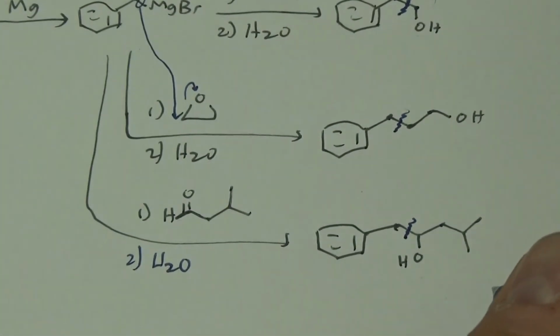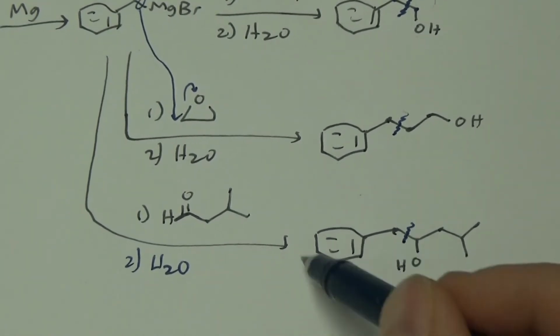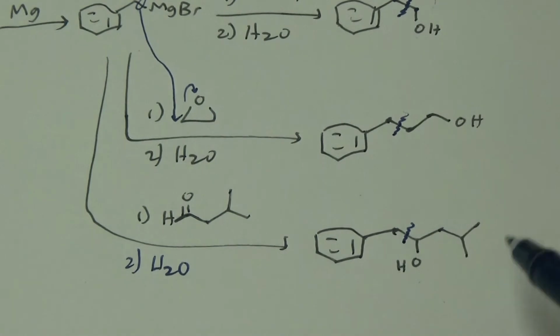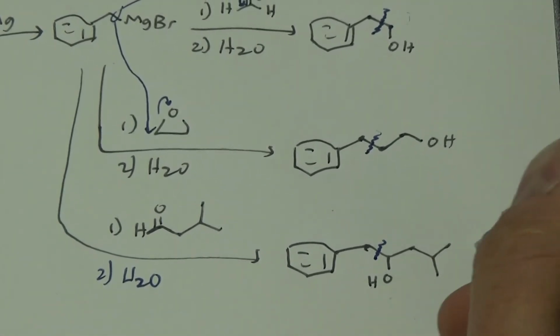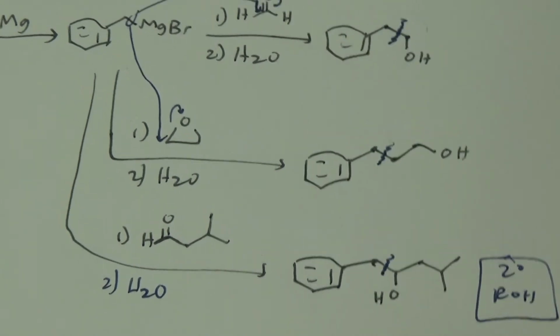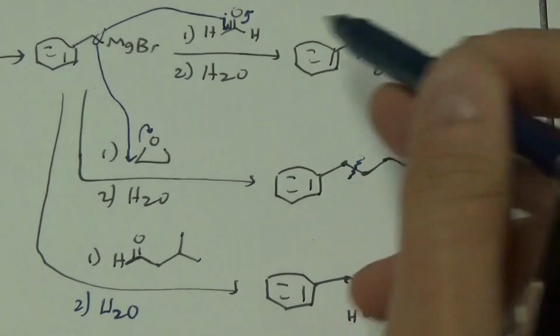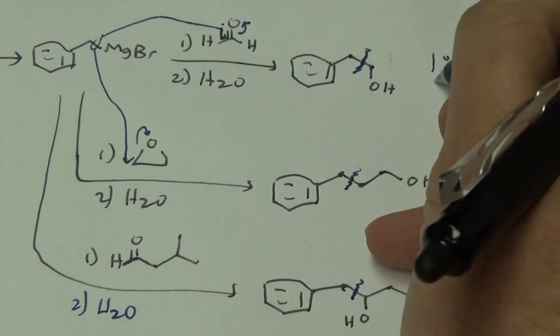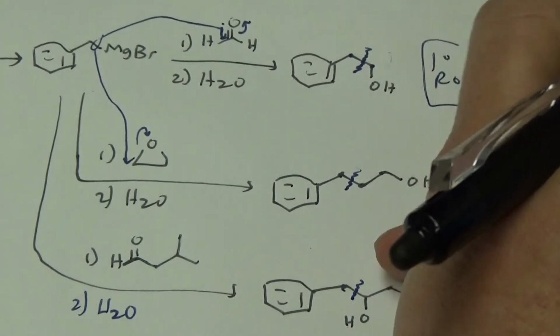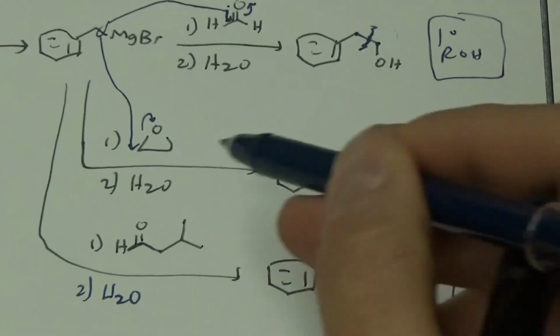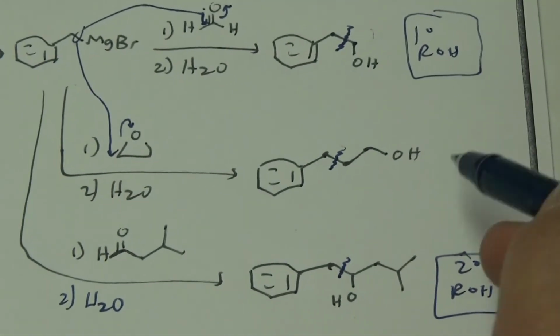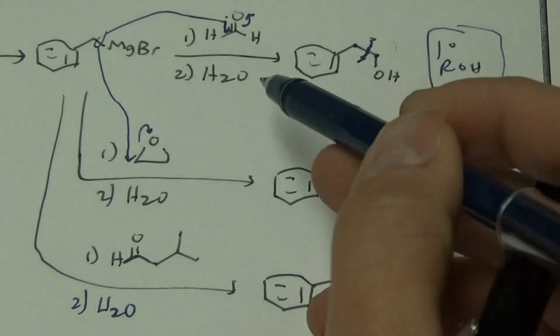Any more I should do? And also, what kind of alcohol? If you react with an aldehyde, you make a secondary alcohol. What kind of alcohol do you get if you react with formaldehyde? It's a primary alcohol. In this case, it depends on the epoxide. This happens to be a primary alcohol, but we have a couple general rules.